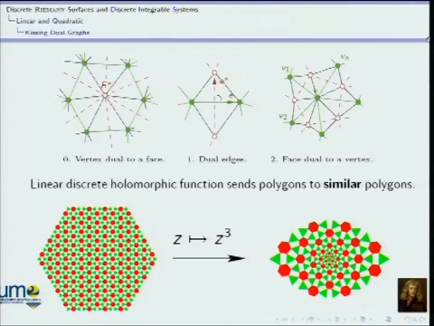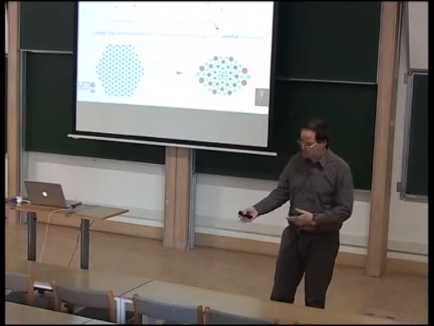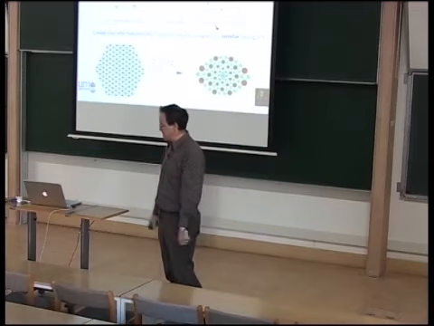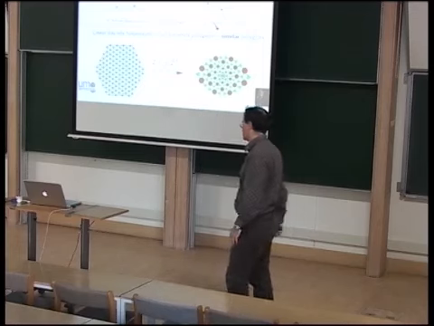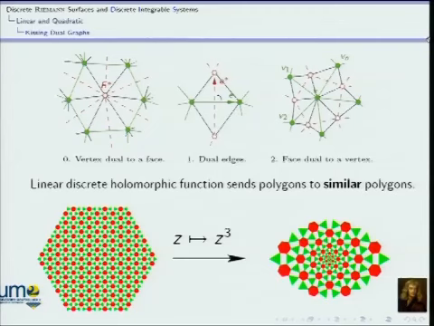Okay, so I told you that whenever there is a similitude on each quad face, you could say that this is a discrete holomorphic linear function. So how does it show? I mean, can you interpret that in terms of local similitude? Well, yes, you can.